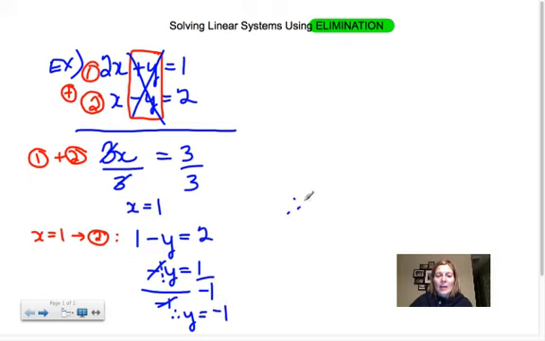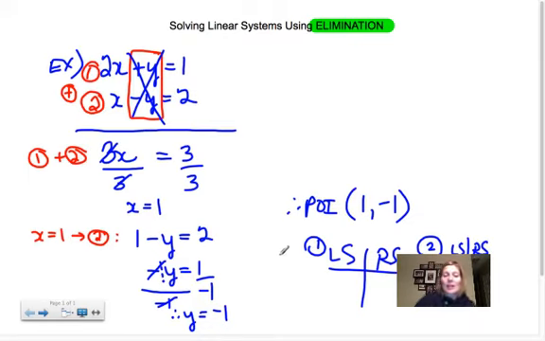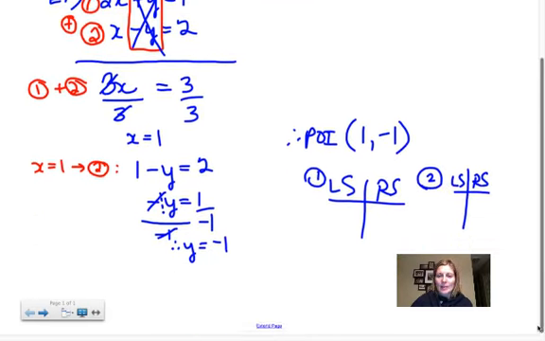So therefore, I have a point of intersection at the point (1, negative 1). And you can always check this by doing left side, right side for both equation 1 and equation 2. We've seen that in our other videos, so we won't do that right now. Okay, so let's go down a bit and let's do another example.